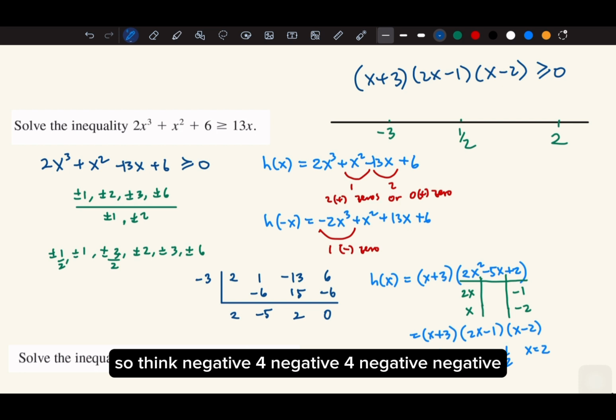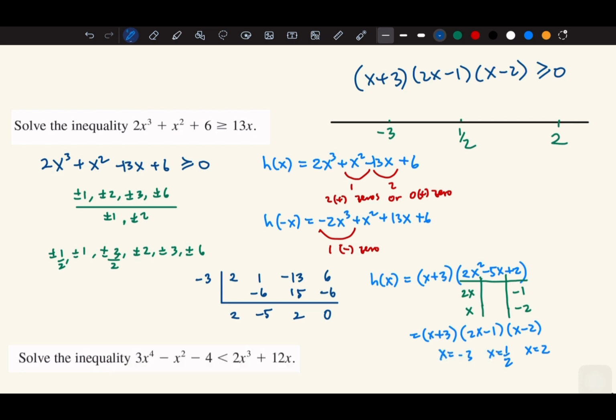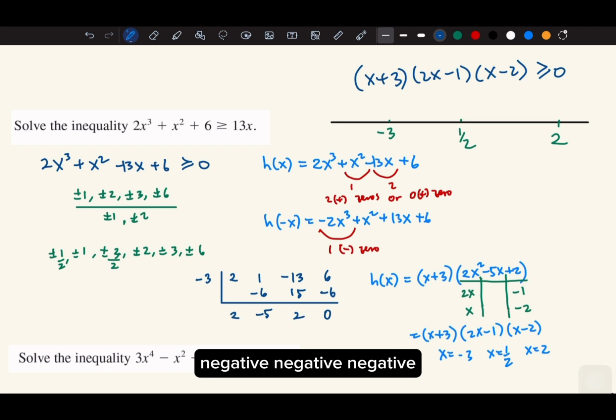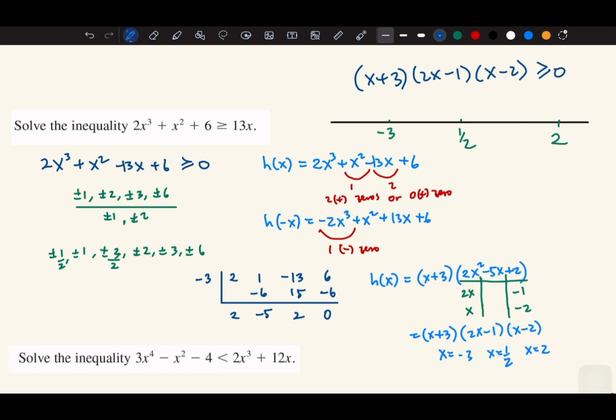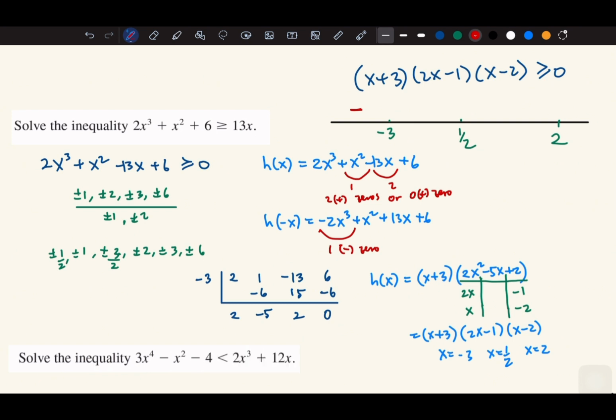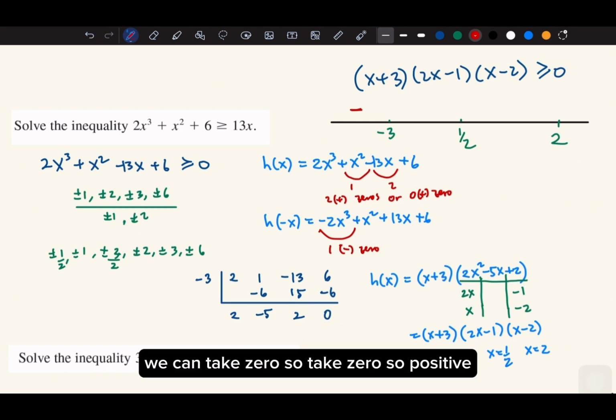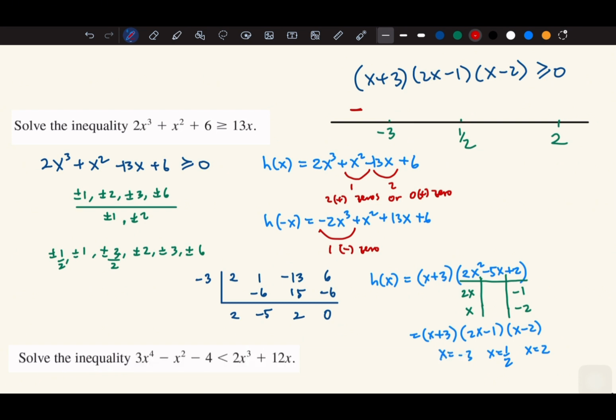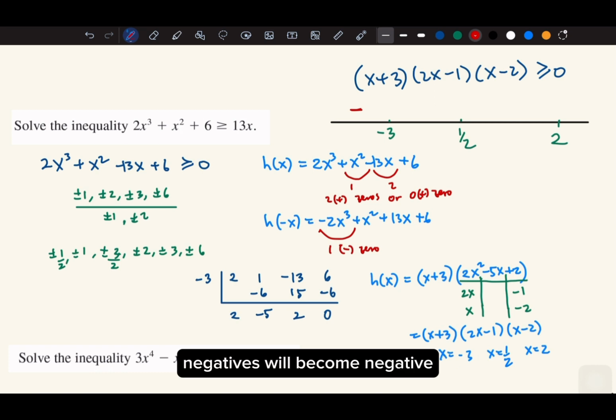So take negative 4. Negative, positive, negative. Okay, this will be negative. And then we can take what? We can take 0. So take 0. So positive, negative, so it becomes negative, negative, negative, it's positive. Or no? Positive, right?